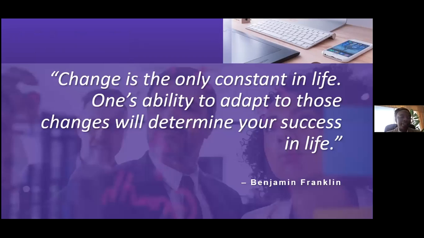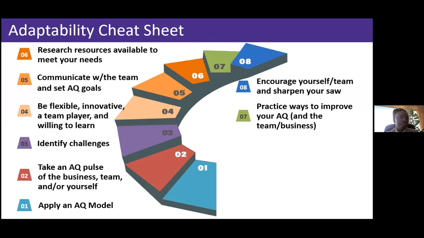Change is the only constant in life. One's ability to adapt to those changes will determine your success in life. And that is Benjamin Franklin. And so with the closure to this, the cheat sheet for adaptability, first, applying AQ model. I gave you one example, the one I created, but there are others out there. One additional one will be included in the materials that are forwarded to the attendees on this session.